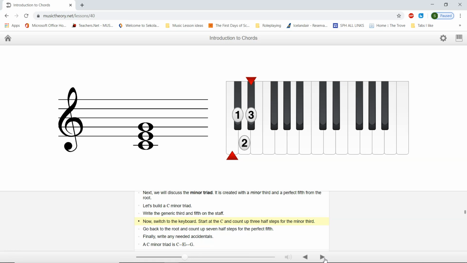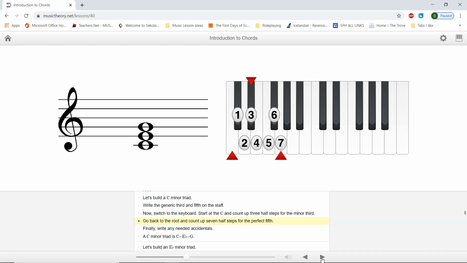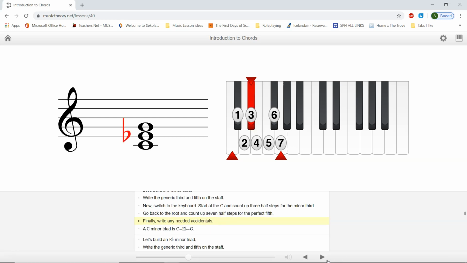So we're going to count up 3 instead of 4, and we get E flat. Going to count up 7 again because it still has its perfect 5th, and we have the G like normal. We have 1 accidental. We're going to add that in. Like I said, you just lower the 3rd a half step, and that's what makes the chord minor.